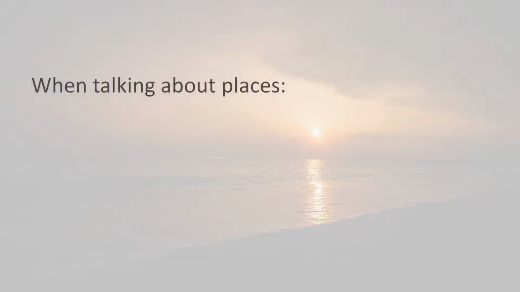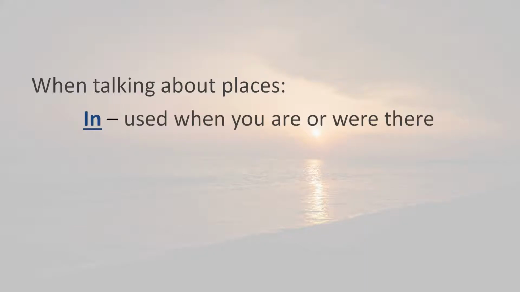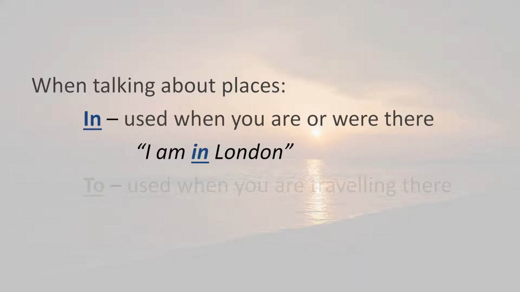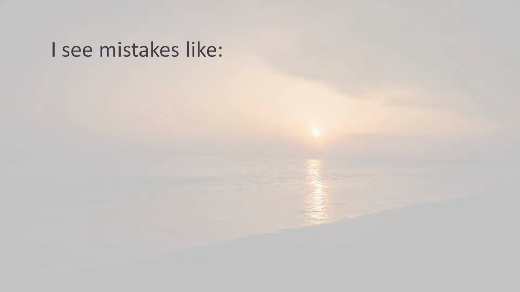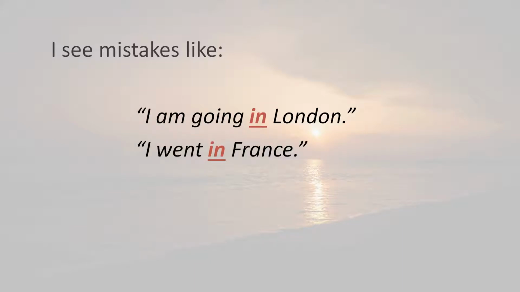In and to. When talking about places, in, use when you are or were there. I am in London. To, use when you are travelling there. I am going to London. I see mistakes like, I am going in London. I went in France, where you should use to in this example.